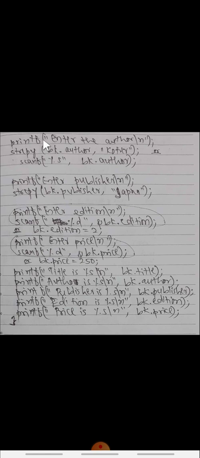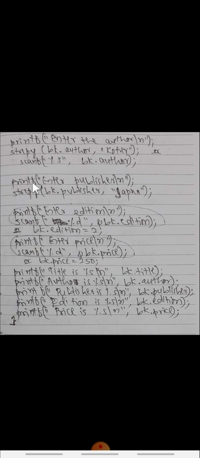So that is printf, enter the author. Author is also a string, so strcpy bk dot author, author is kotur. Or else, instead of writing this second statement, we can write it like this also: scanf percentage s, bk dot author.